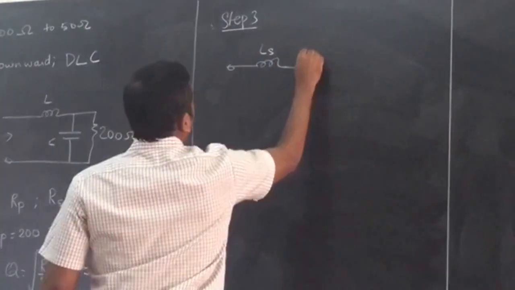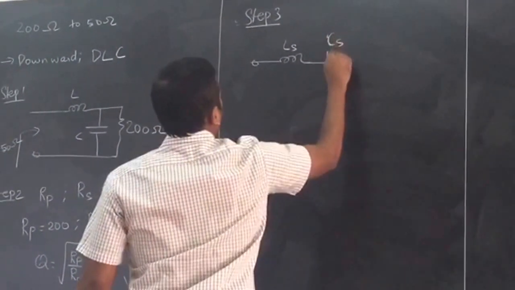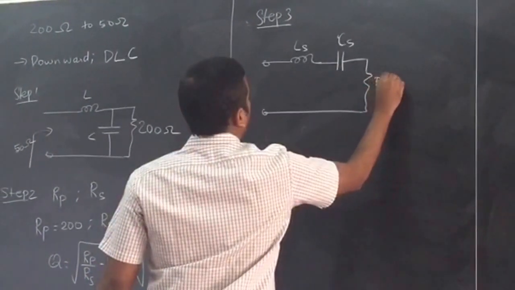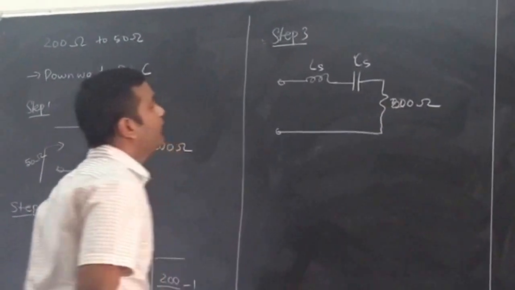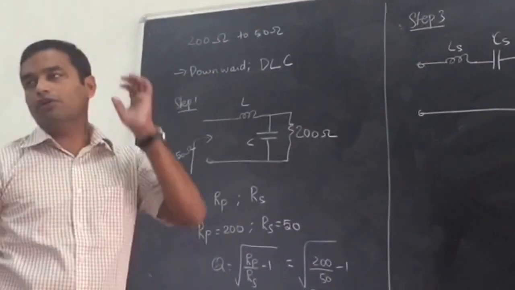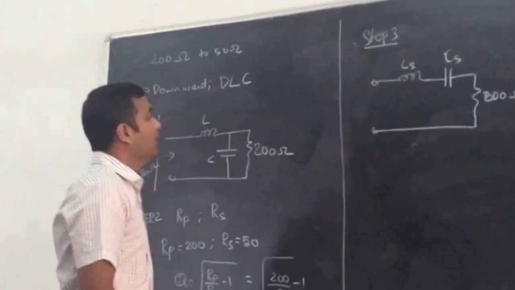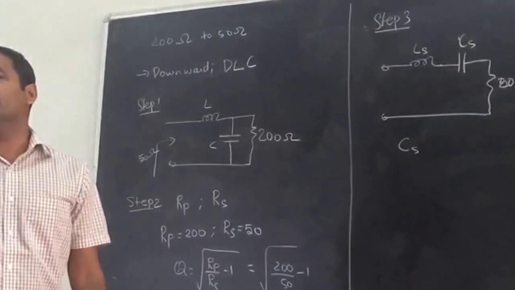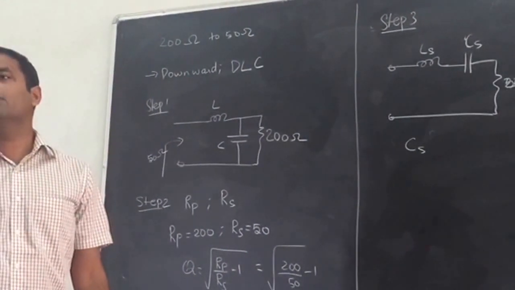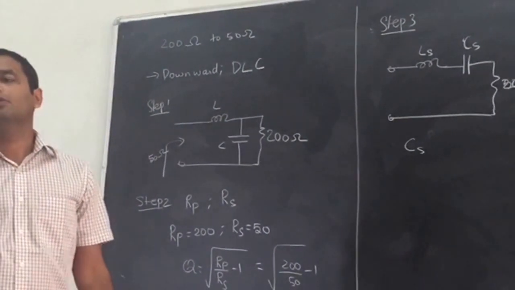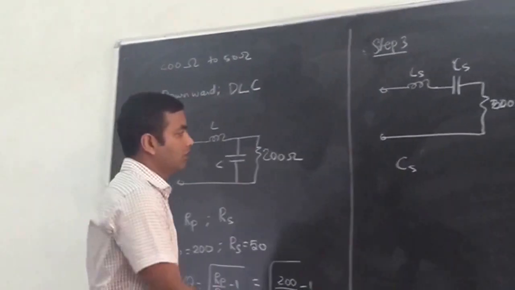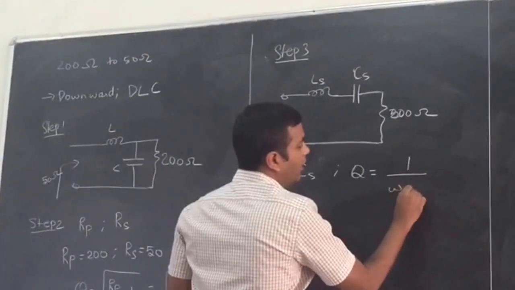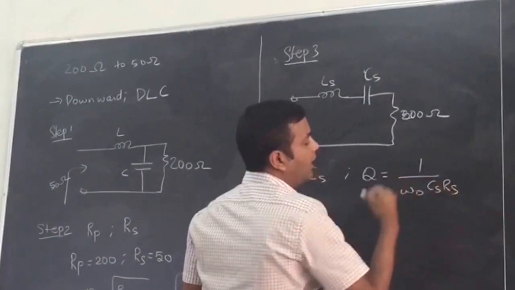LS, CS, and this is your 200 ohms. What do we need to find? We need to find CS. What is the Q factor of a series circuit? Q of a series circuit is 1 over omega naught CS RS.